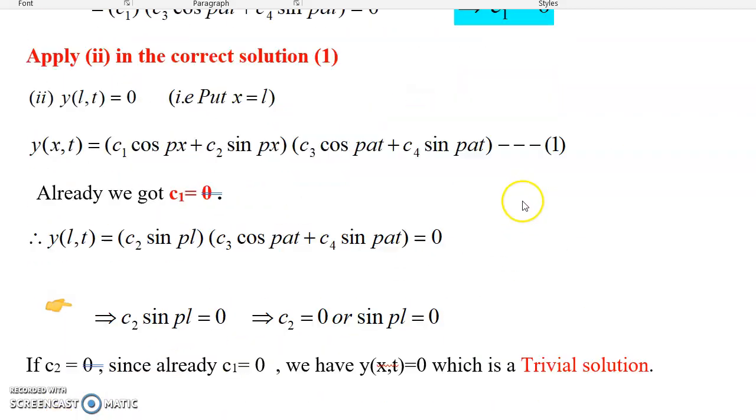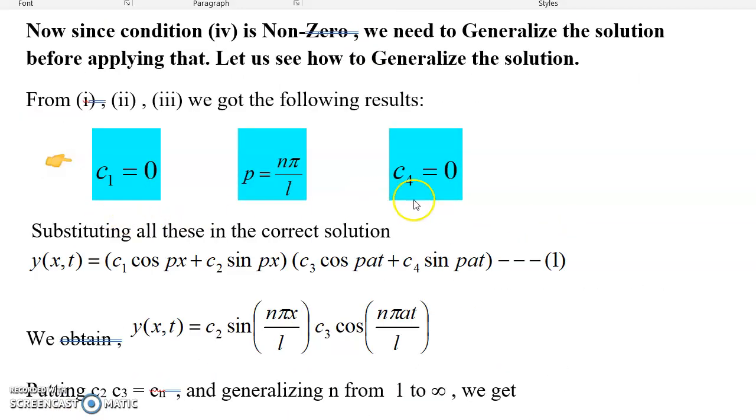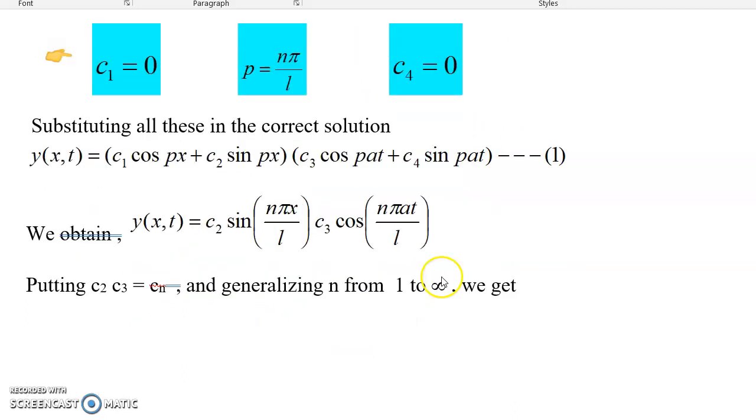What are the three results we got? First we got C1 equal to 0. Next we got p equal to n pi by L. Next we got C4 equal to 0. Substitute all these three answers in your solution. So y of x comma t is, with C1 equal to 0, the second term C2 sin px, and in the place of p, substitute n pi by L. In the second term, C4 is 0, so this is 0. And C3 into cos pat, and in the place of p, you substitute n pi by L.